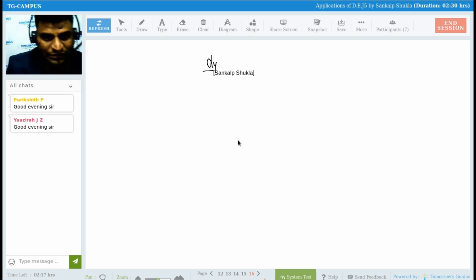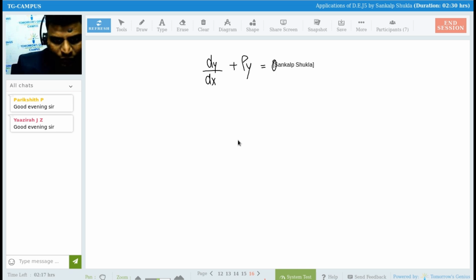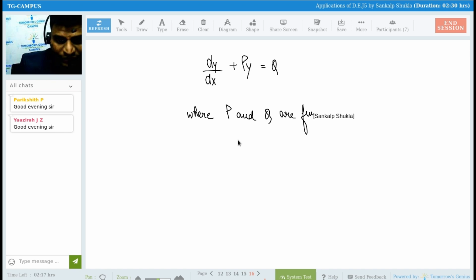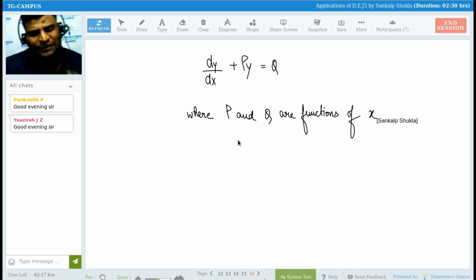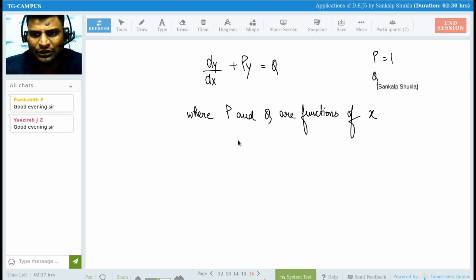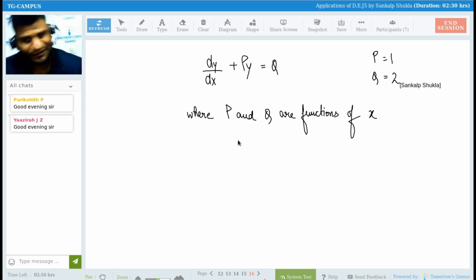The standard form is dy by dx plus py is equal to q, where p and q are functions of x. Like p and q can be 1 or 2 also. If I say p is 1 and q is 2, are you going to say that it is not a function of x? It is a function of x, because it's a constant function. So it could be of any variable.